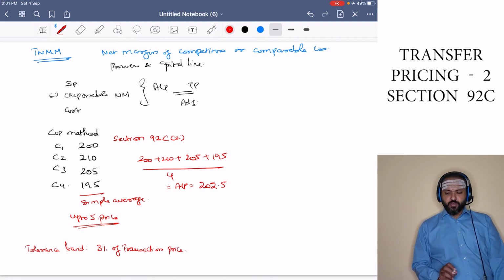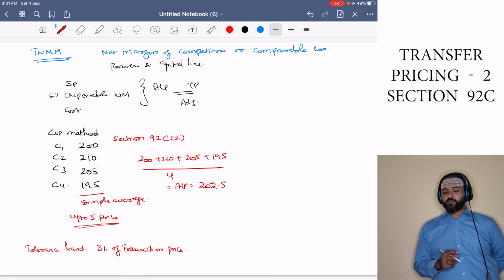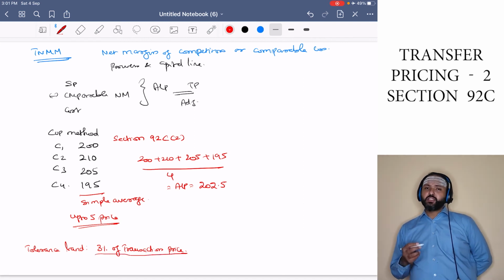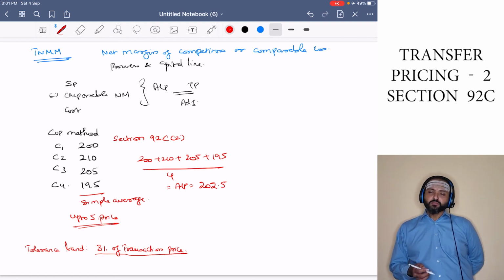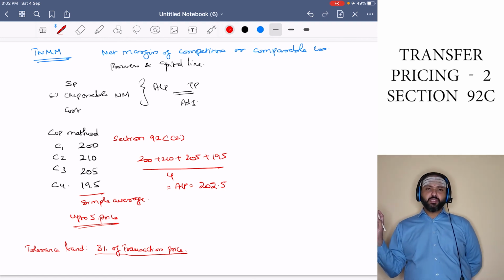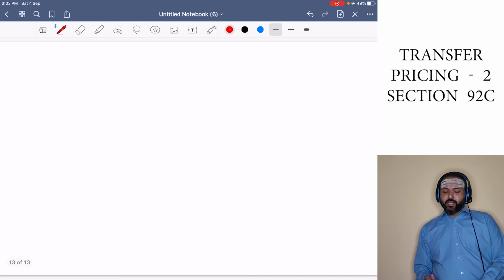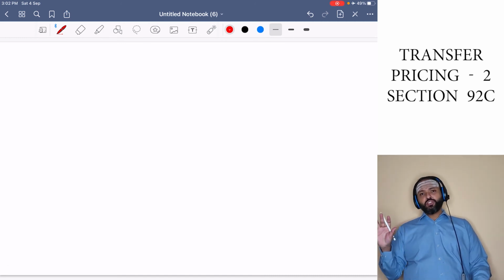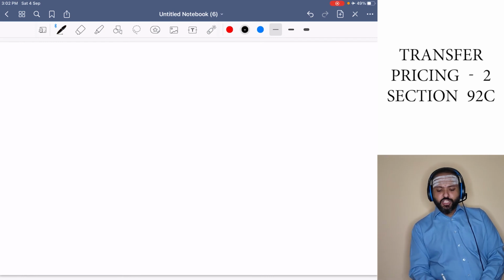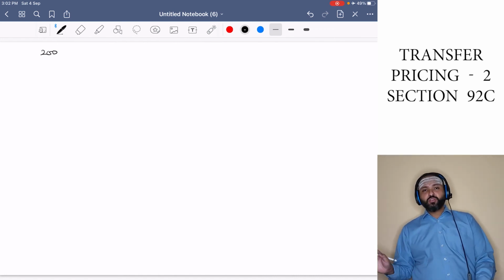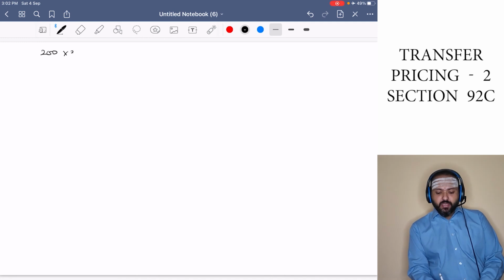Transaction price. Do not mistake it. It is not arm's length price, it is transaction price. As long as the limit does not exceed 3% of the transaction price, it will be considered as the arm's length price. So what is the meaning of this? Suppose I am taking a transaction and I want to check whether it is at arm's length. The price charged for the transaction is 200 rupees per unit. Based on the 92C2 tolerance band, I have to apply 3% on this. How much is it? 6 rupees.